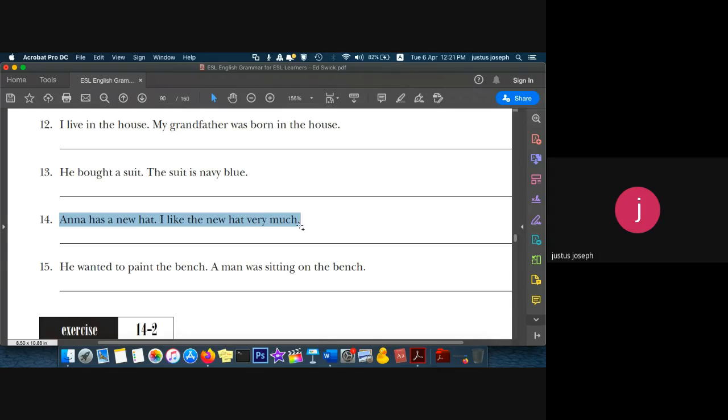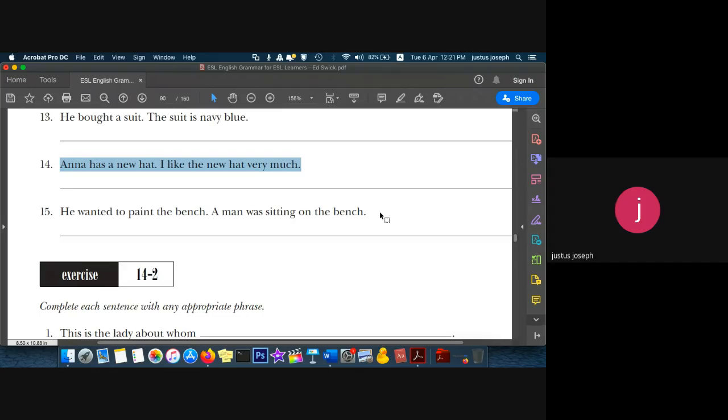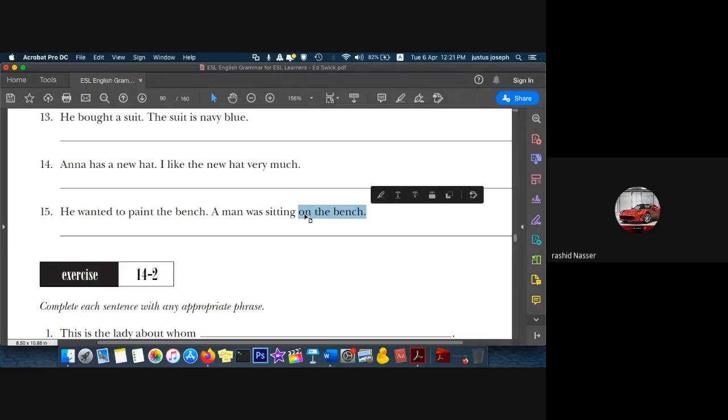He wanted to paint the bench. A man was sitting on the bench. The prepositional phrase is here, on the bench. So be careful. What will you do? He wanted to paint the bench on which a man was sitting. Very good. Now you have learned it.